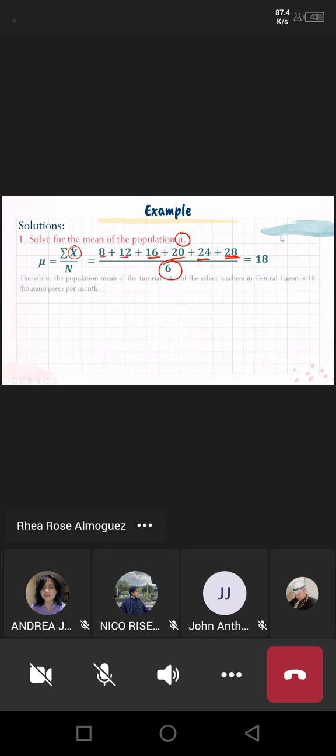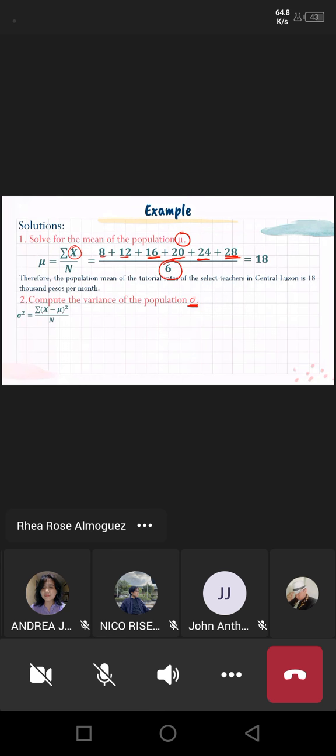Anyway, okay, let's have the second step. We're going to compute our second task. We're going to compute the variance of the population. So, the variance of the population, ito yung symbol niya, yung small letter ng sigma. Right? So, yung gagamitin nating formula for the variance of the population.